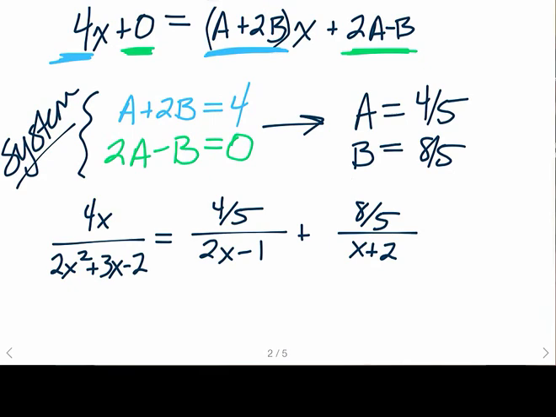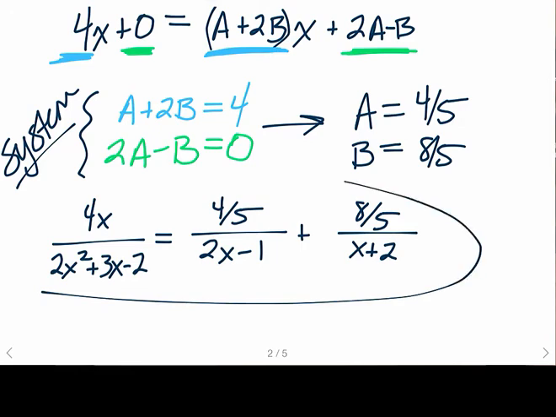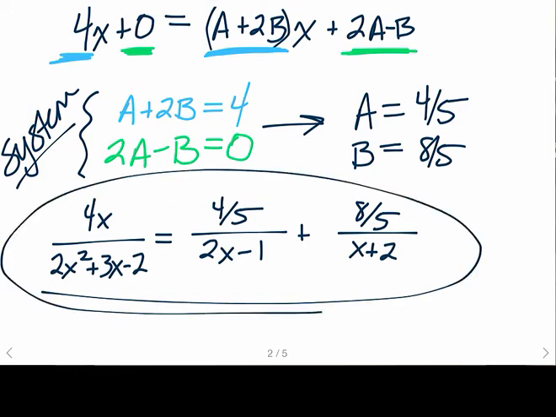And putting this all together, we get that 4x over 2x squared plus 3x minus 2 is equal to 4/5 over 2x minus 1 plus 8/5 over x plus 2. This is one of the only times where it's okay to submit complex fractions as your final answer. So let me go ahead and circle this equation because this is the form that the answer should take.